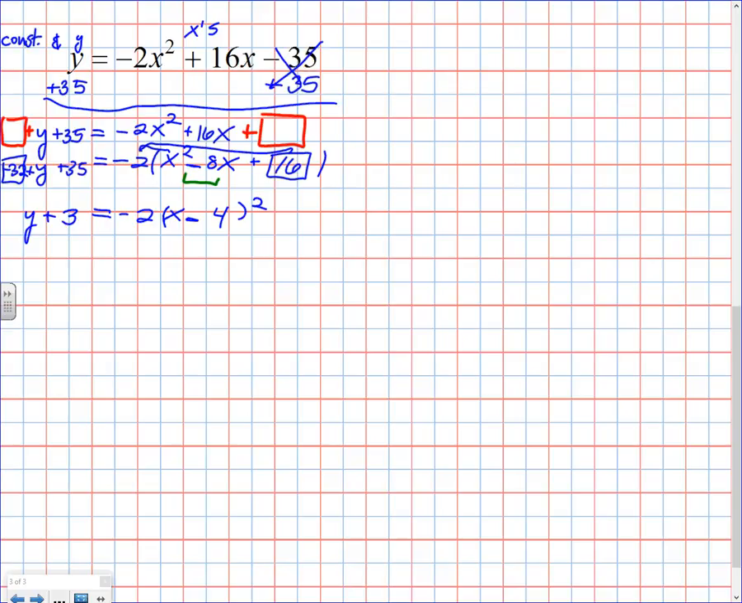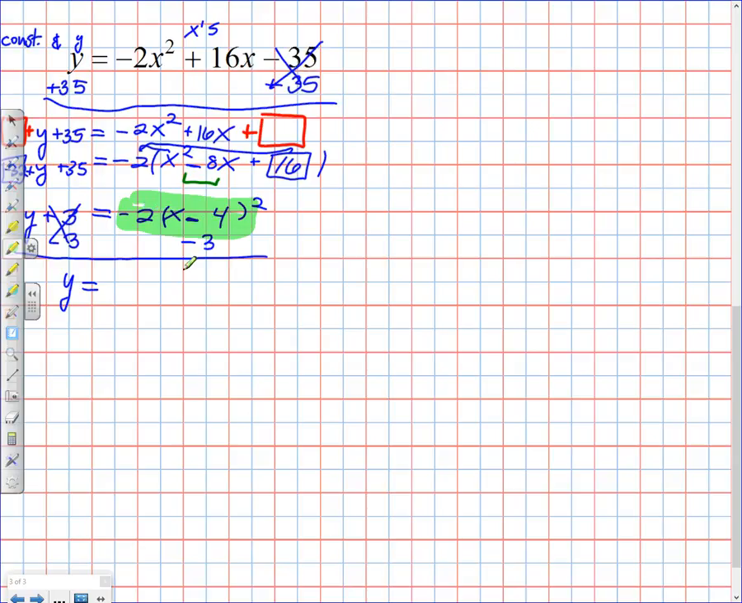Now you're almost done. Get the y by itself, so get rid of the 3. So we're going to do minus 3, minus 3. On the left hand side, this one I cancel. So you have y is equal to. Now for the other one, remember what I told you is this is by itself.